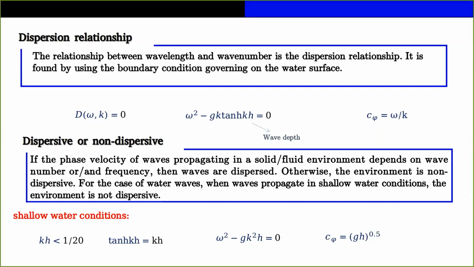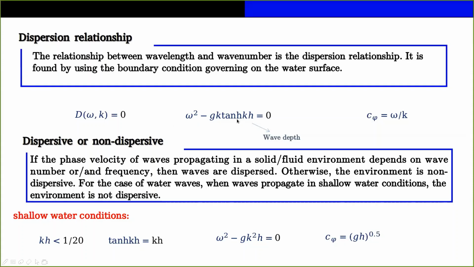But what about water waves? When we have water waves, it depends on the depth of the water. In the case that the depth of the water is very shallow, we have a shallow water condition, and water waves are non-dispersive. Otherwise, they are dispersive. And this comes from the dispersion relationship you can see here.